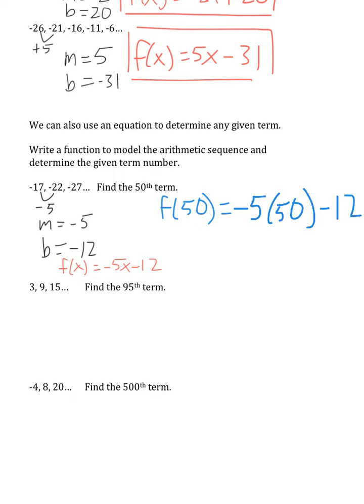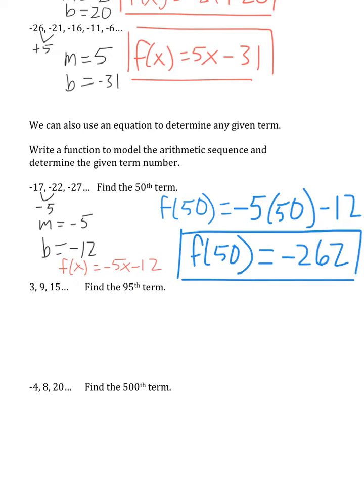At this point, I will just use my calculator to tell me that f of 50, negative 5 times 50 minus 12, gives us negative 262. So our 50th term in our sequence is equal to negative 262. I'm going to leave this f of 50 part in here, this part right here that I'm going to highlight quick, because this tells me that the 50th term in my sequence, that 50 tells me it's the 50th term, is equal to negative 262.